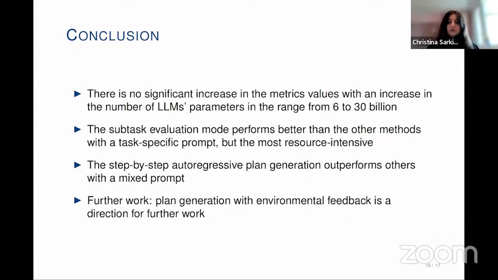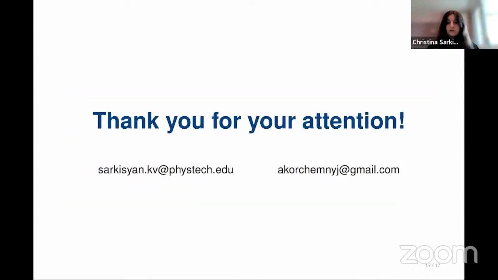Through the experiments, we have shown that the LLMs with a relatively small number of parameters allow us to generate plans with high accuracy. We've also shown that the number of LLM's parameters in the range from 6 to 30 billion does not affect the quality significantly. For a task-specific prompt, the subtask evaluation mode is the best method, while for a mixed prompt, the step-by-step generation outperforms other methods. Our further work is to study the systems that generate a plan dynamically and receive the feedback from the environment. Thank you for your attention.